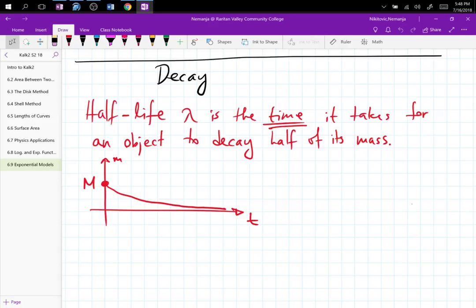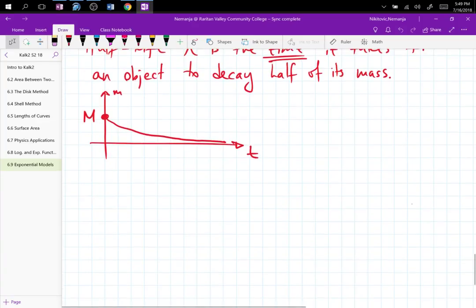Let's do an example which will have all of this. So now let's talk about, well, just decay.